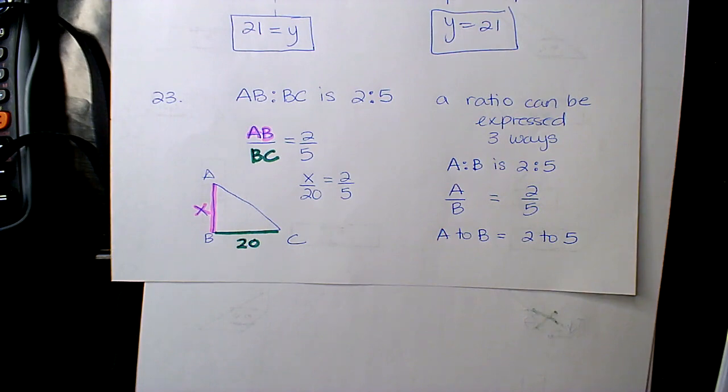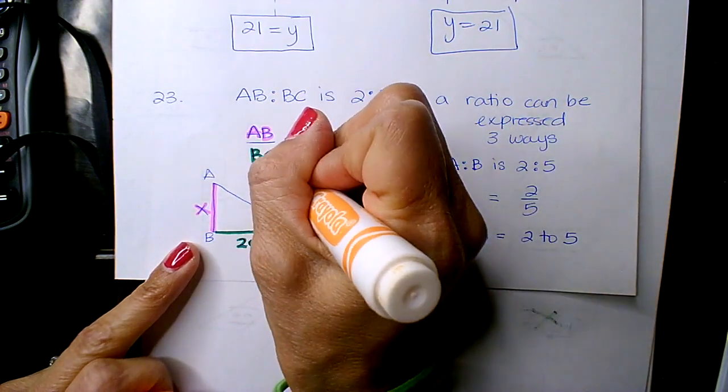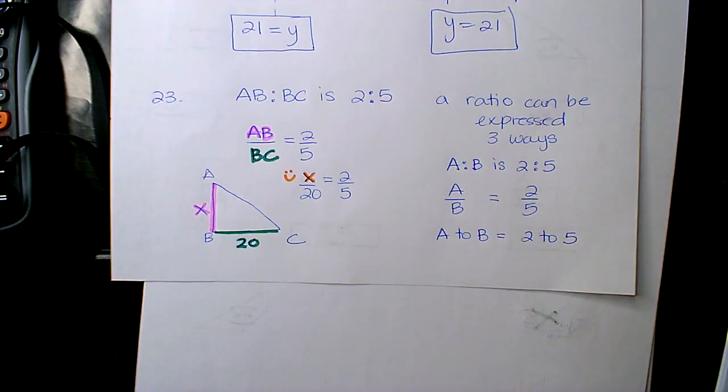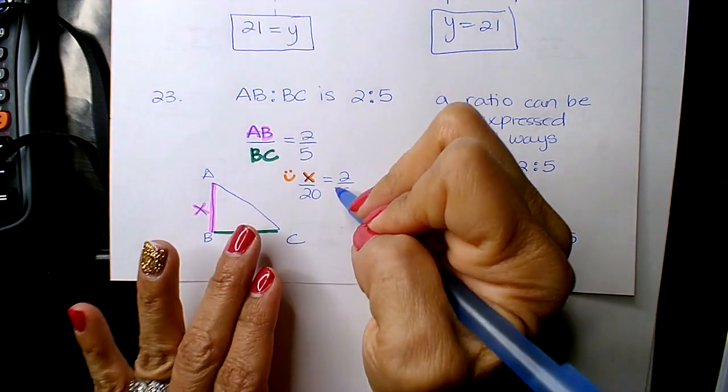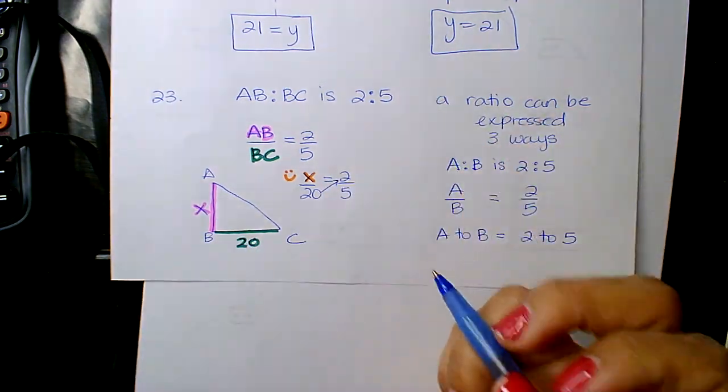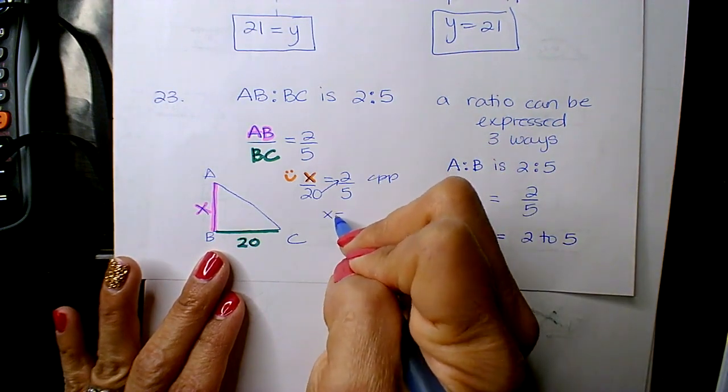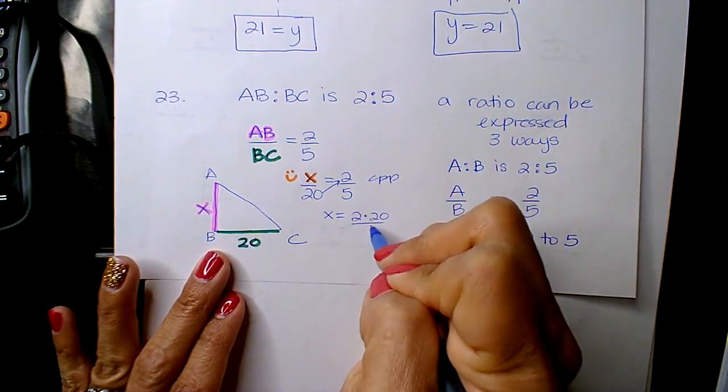And then you just solve for X. Keep going? Yeah, are you guys okay? All right. Okay, but because X is in the top position, right, that's great. I don't have to do both sides of the cross product property. I could just take the 20 up to the 2 and just bring it up. Right? So if you just want to take this up, which is a cross product property, it would be X is 2 times 20 over 5.